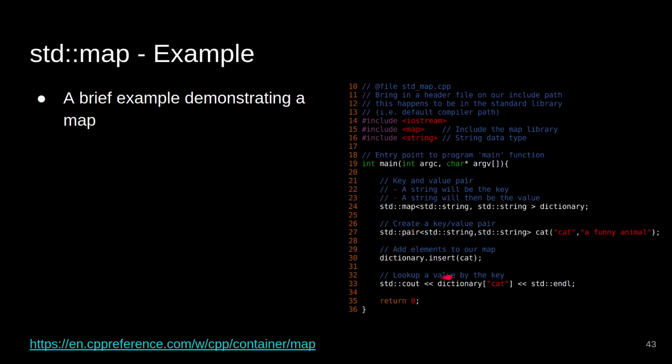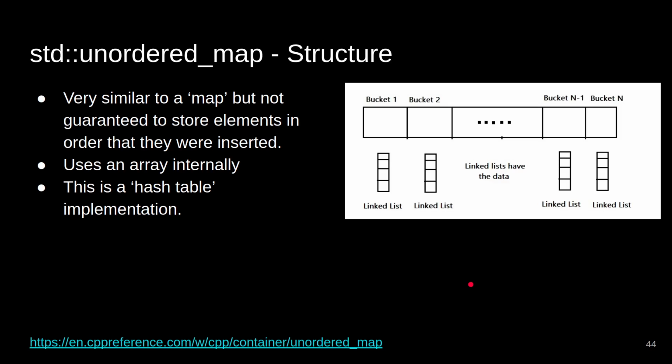Okay, and then when you want to look things up, you look up the value by the key, right? So I put in dictionary, and then in brackets, instead of putting in a number, so it's different than an array, I could put in a string, I put in cat, and then this allows me to retrieve a funny animal, okay? The actual definition of this. Okay, so that's the idea.